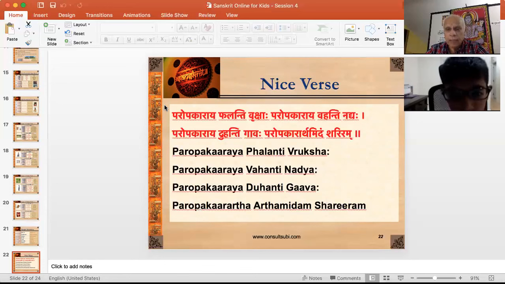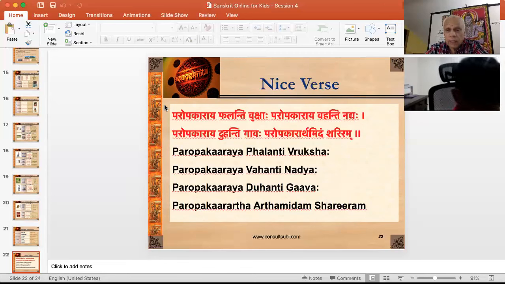Let's take apples, bananas, whatever fruits you have. The tree doesn't eat even one of them. The tree gives the fruits for others. It is helping others and giving them fruits for eating. Paropakaraya phalanti vrikshaha.